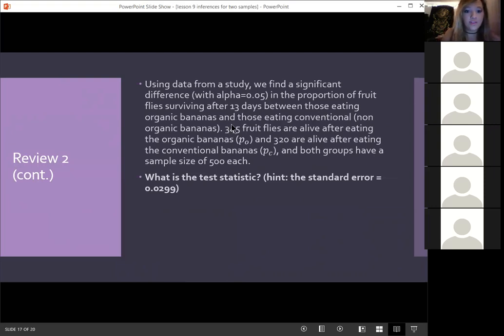Basically the difference between this last question and this one is that it's talking about 345 fruit flies. We're giving you that 345 are alive after eating the organic bananas, and 320 are alive after eating the conventional bananas. Both groups have a sample size of 500. So what is the test statistic? And I gave you the standard error here, so you don't really have to worry about calculating that. And then we will find that out. So go ahead and try this, and we will go over it.